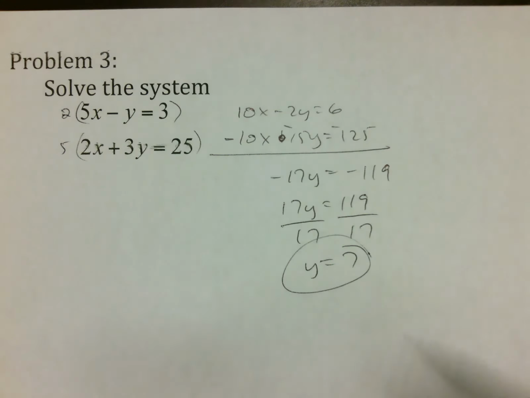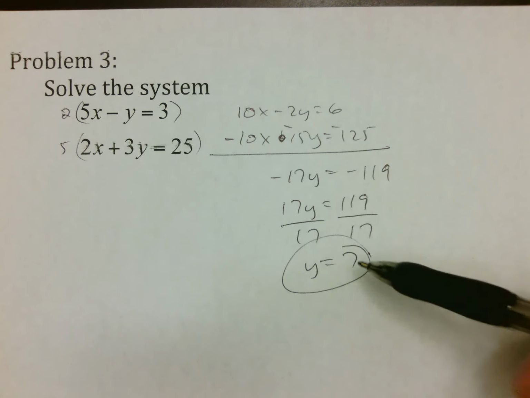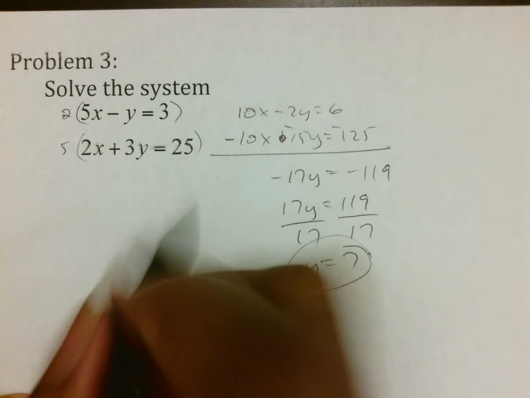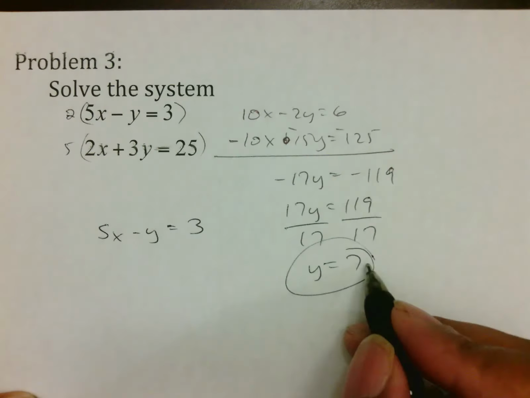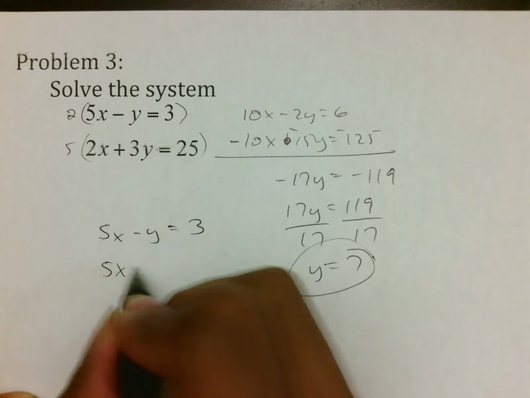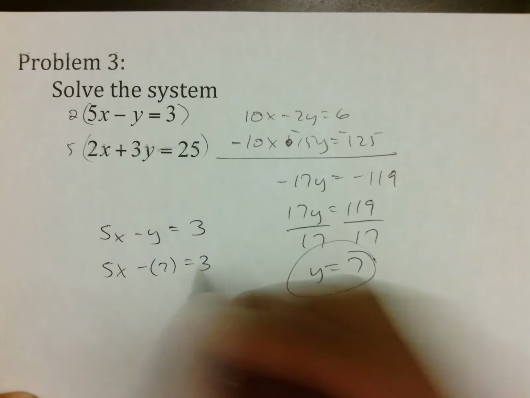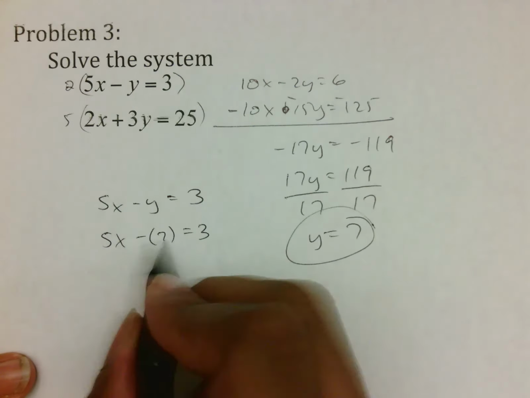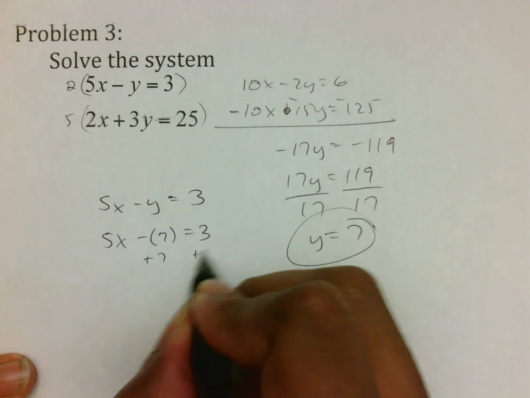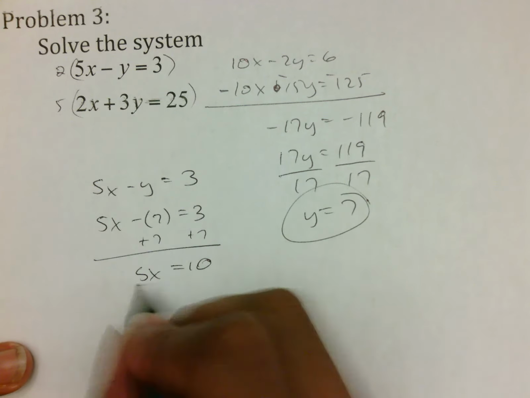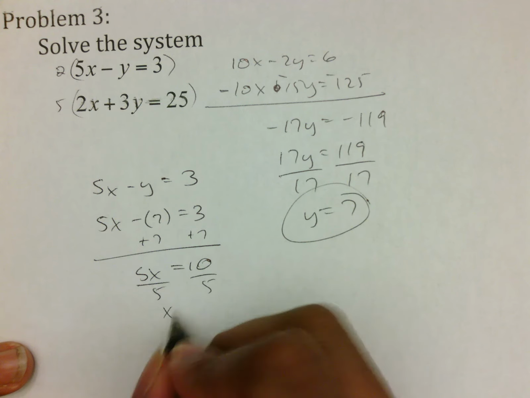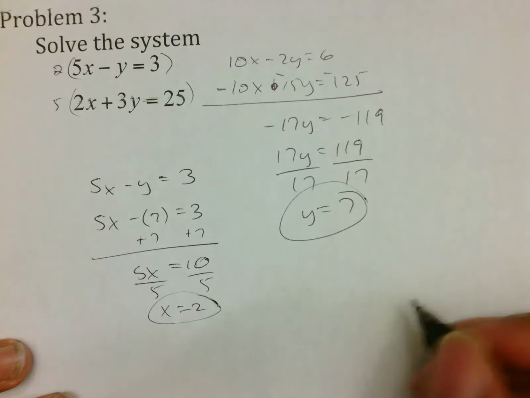Now again, this is not where you're going to stop today, because you need both of them. Now that we have y, just like we had in the other ones, you're going to rewrite one of your originals, 5x minus y equals 3. You're going to take this y and plug it in here, so 5x minus 7 equals 3. To move this negative 7, we are going to add 7 to both sides, which means you get 5x equals 10. And then when you divide by 5, you find out that x is equal to 2.